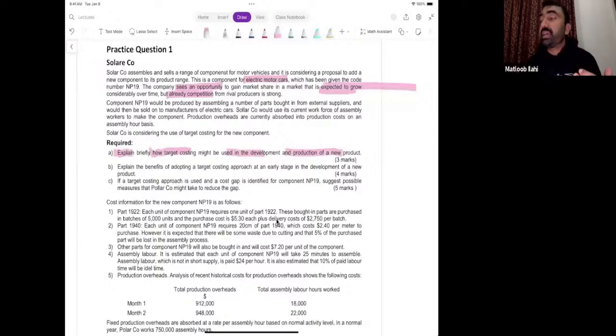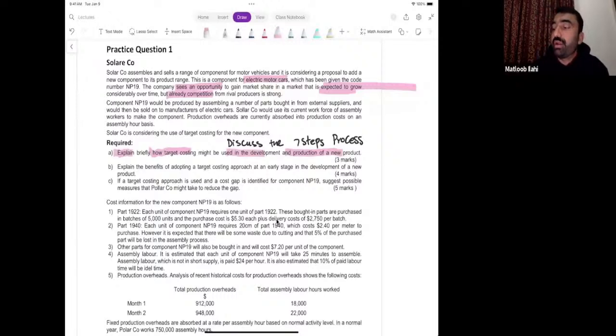How target costing can be used. So you have to discuss the process. How many steps are there? Seven steps in the process of target costing. Part B is: explain the benefits of adopting target costing.